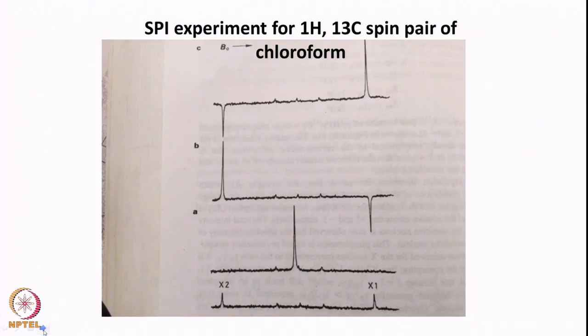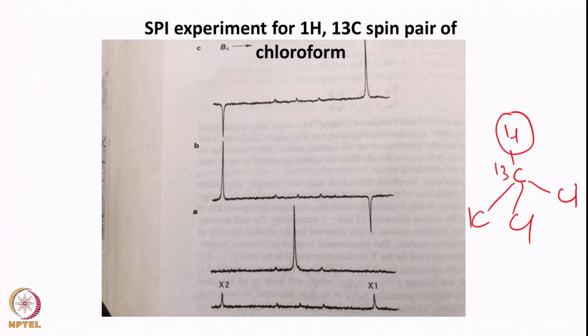So let us take a real example and see how much enhancement we are getting. Here we are taking chloroform. Chloroform is CH 13C, and here we have Cl, Cl and Cl. So we have a two spin system, where proton is the sensitive nucleus and carbon 13 is the insensitive nucleus. We are recording a spectrum for carbon 13 on any reasonable spectrometer, say 400 megahertz.